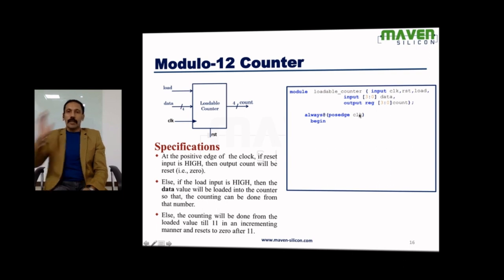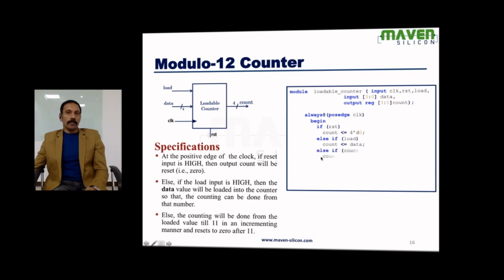It's a synchronous reset. When I say synchronous, the entire logic depends on the clock. Everything is going to be under the control of the clock. So always at posedge clock, if reset is high, you reset the device, and the counter gets 0. Else if you check the load, if the load is high, then you store the data in the counter. Whatever data you keep, the value will be stored in the counter.